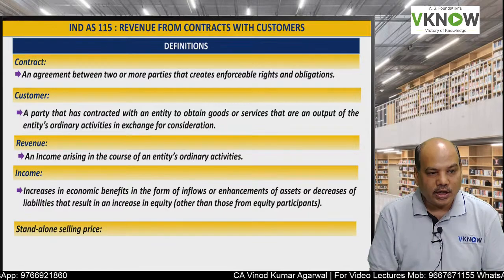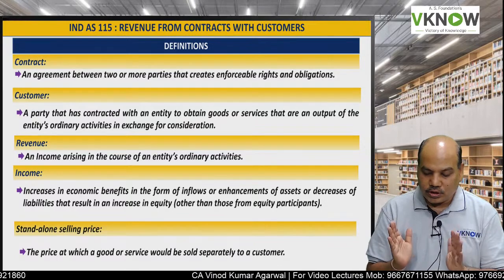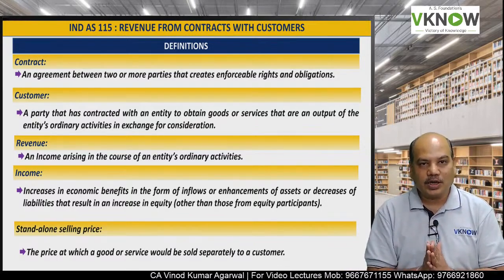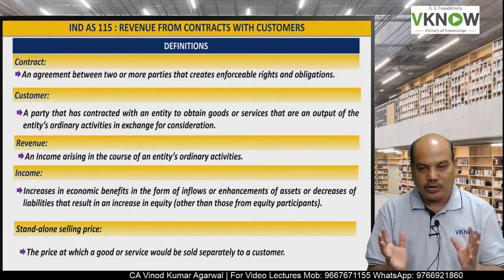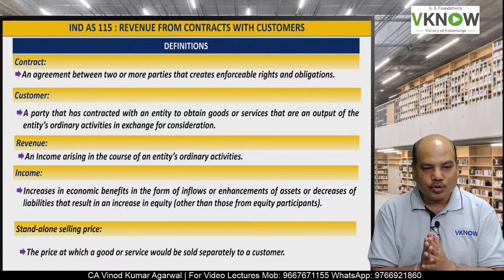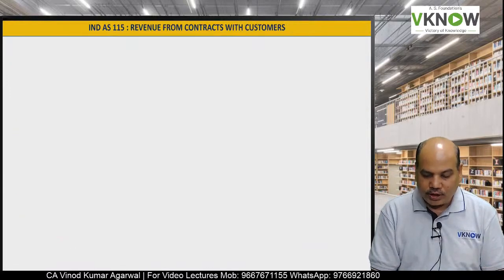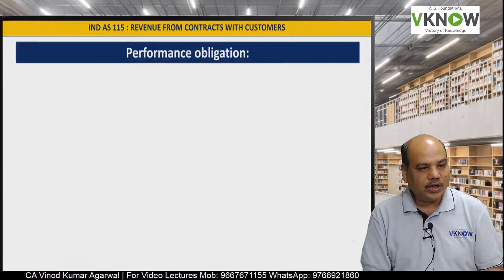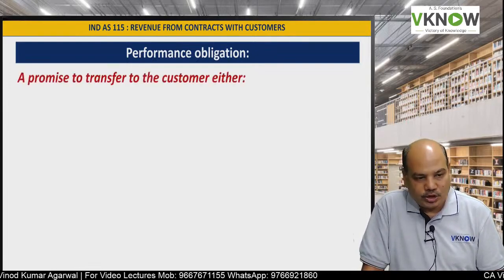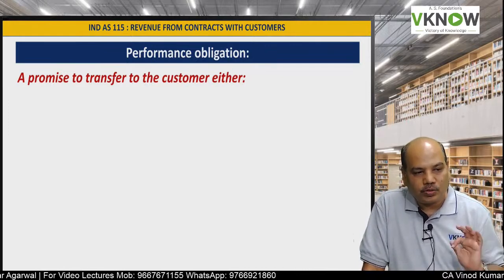Then we'll discuss standalone prices. Standalone price means the price at which goods or services will be sold separately to a customer. This concept of standalone price is required when two or more products are bundled and sold together. In that case, the standard would require you to allocate the price on the basis of standalone prices. Now next is performance obligation. The standard would require you to identify performance obligations.